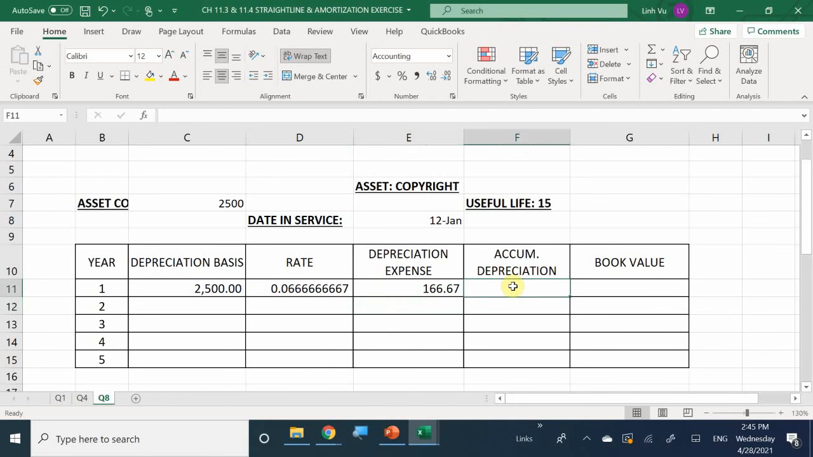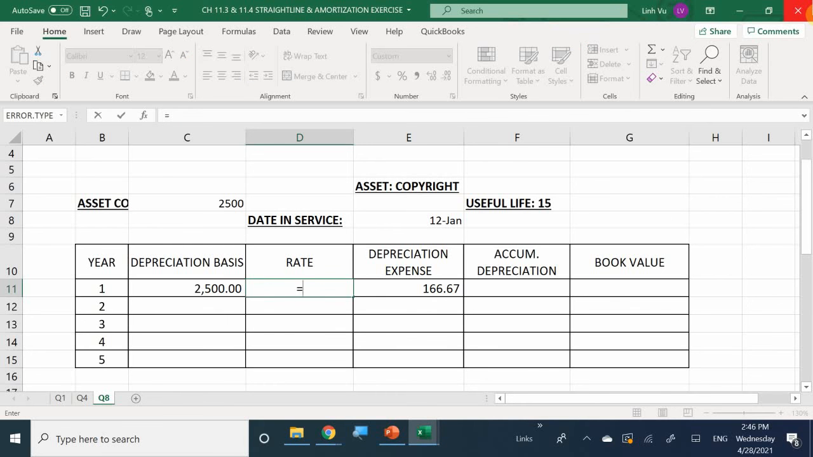I messed up on my rate, I believe. Okay, 1 divided by the 15, right? For the expense, that's the 2,500 times the 0.0666, right? Okay, I'm with you.